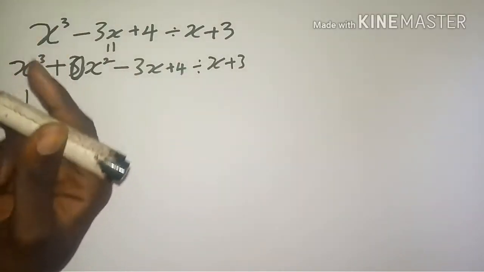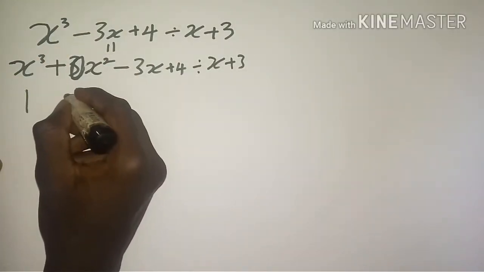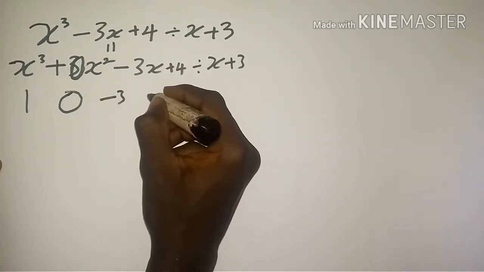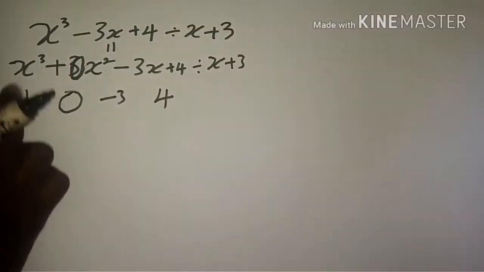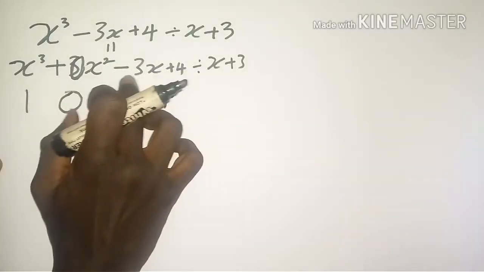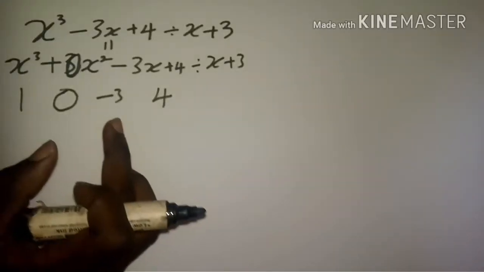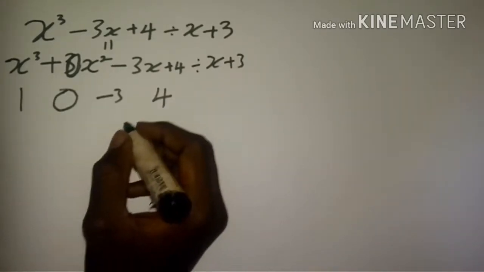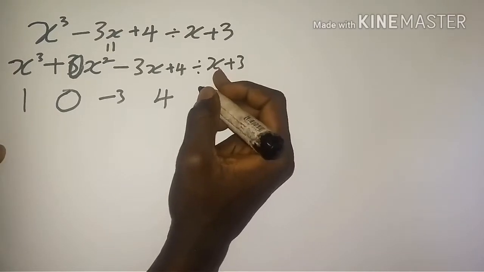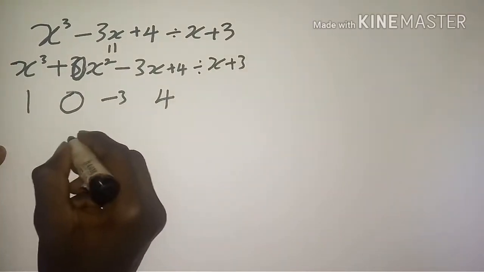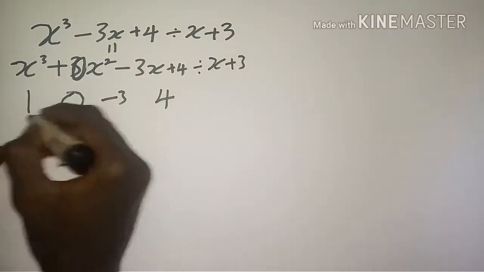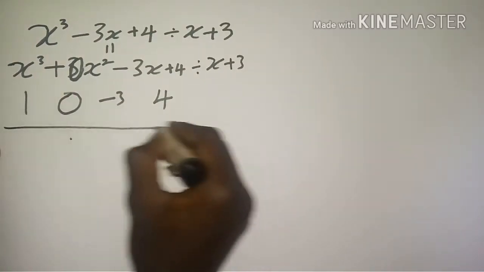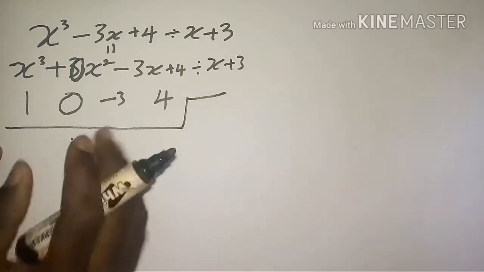Now this is 1, this is 0, the coefficients. This is 0, minus 3, and 4. These are the coefficients, the 1, 0, minus 3, and 4. Then the next thing you would need to do is to equate your divisor to 0. When you're done with writing the coefficients, you're done with the first stage. So I can just leave this to one side.